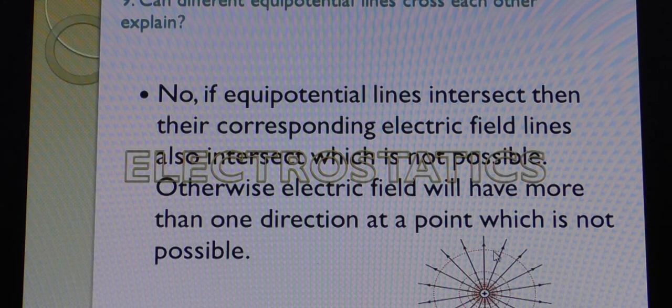And at one point, only one direction of the field lines is given. If there are two lines crossing each other, it means at a single point there are two different directions. The field is giving you two different directions, which is physically not possible. Otherwise, the electric field will have more than one direction at a point, which is not possible.